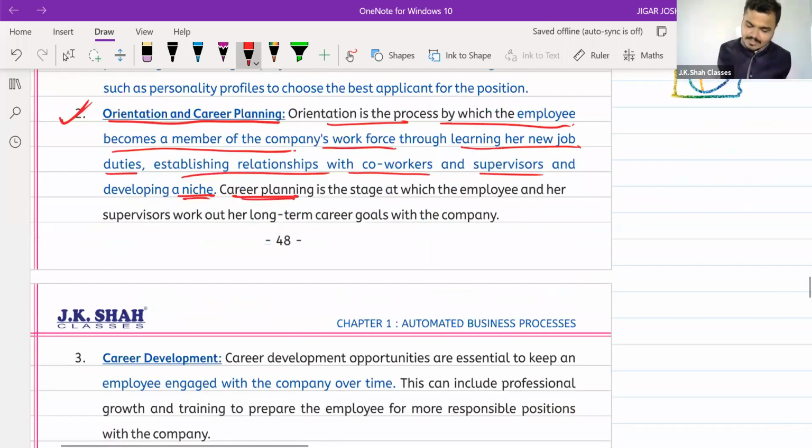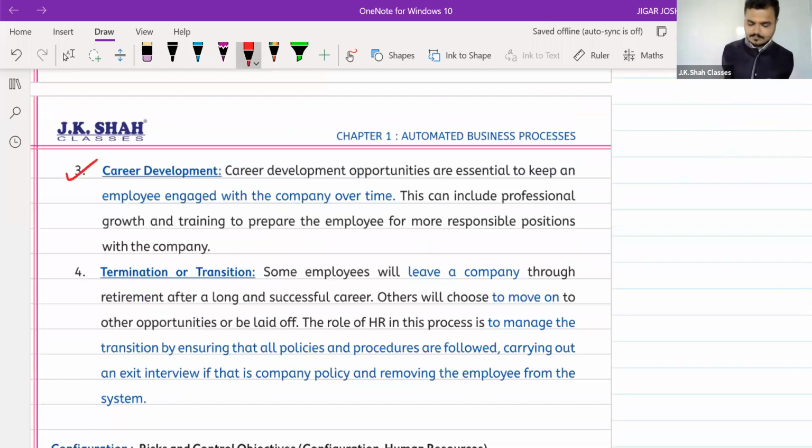Third one, my dear charter, is career development. It is very important that for anyone you appoint in your company, their career must get developed under your organization's management.